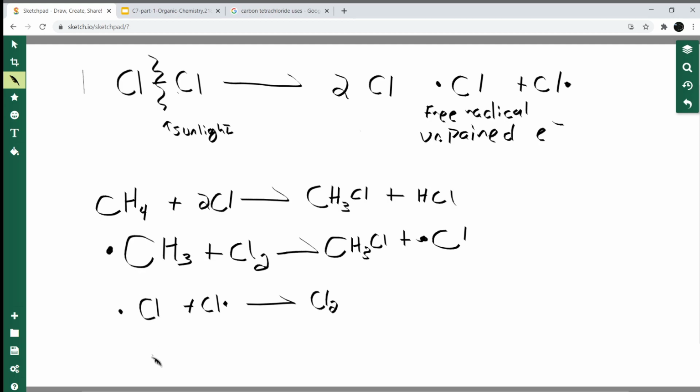The final thing that could happen is that we could end up having two CH3s coming together. Okay. And when those two CH3s come together, they can go ahead and form, and they'll form into ethene. And when that happens, we'll end up getting the C2H6. That will also end up being a terminating step. Okay.